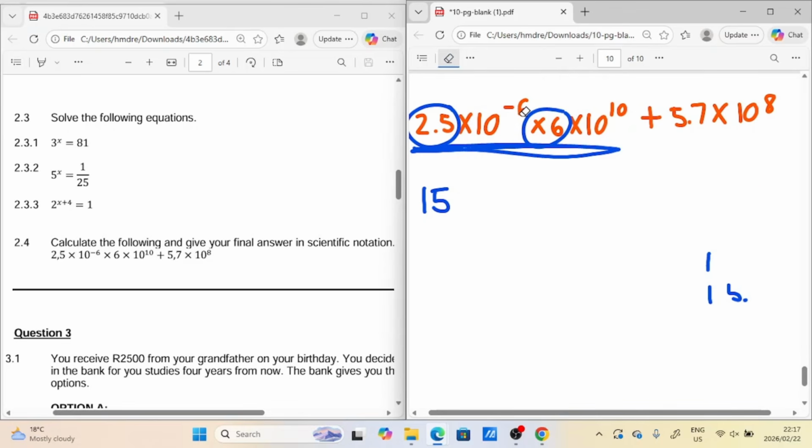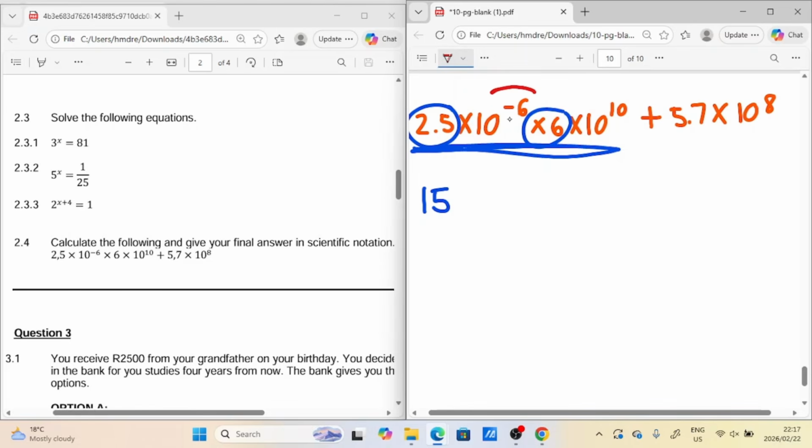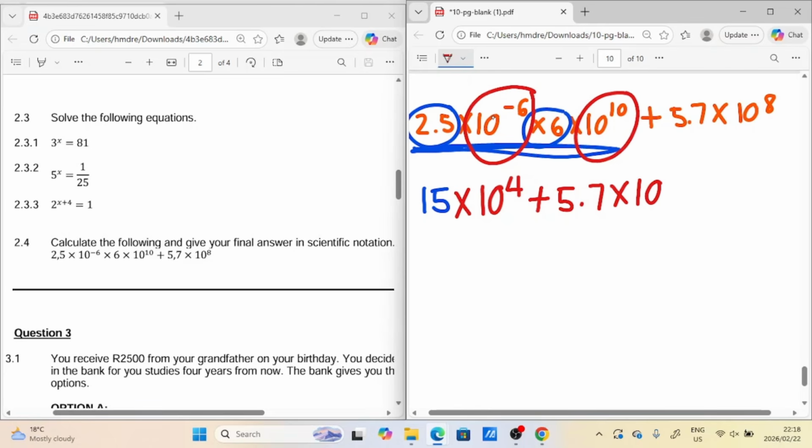If we work out these tens, then we've got 10 to the negative 6 times 10 to the 10. So negative 6 times 10 to the 10, we can just add these exponents. So negative 6 add 10 is going to be 4. And then we've still got this end part. So plus 5.7 times 10 to the 8.